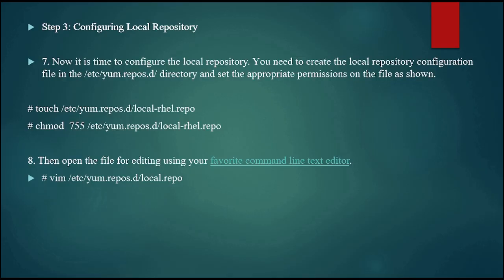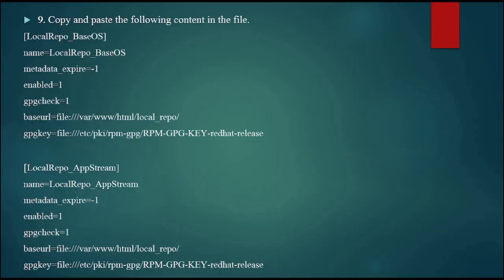After that, we give the necessary permission to that repo file. We open that repository file with the help of the vim editor: vim /etc/yum.repos.d/local.repo. Once we open that repository file, we add the entries of the BaseOS and AppStream repos.